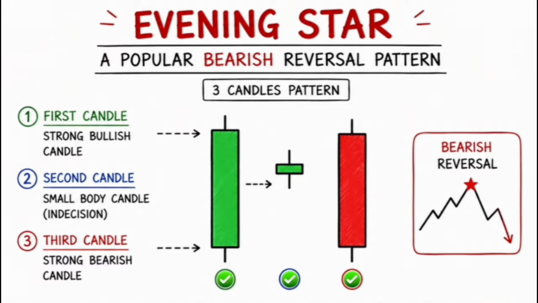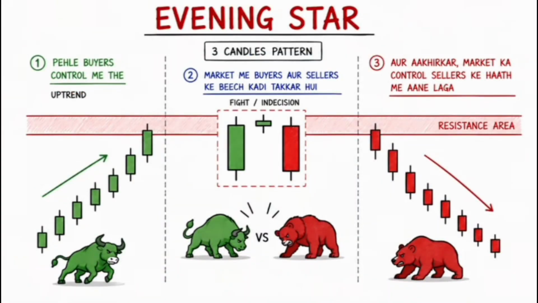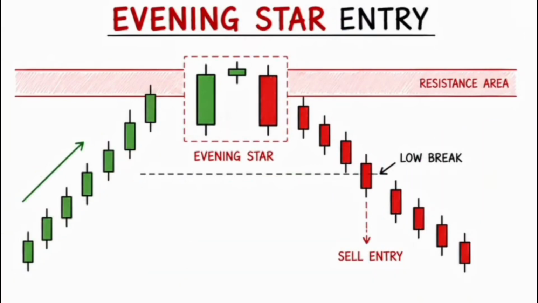This candlestick pattern usually forms after an uptrend near a resistance area. It indicates that buyers were initially in control of the market. Then, a strong battle took place between buyers and sellers, and eventually, control of the market gradually shifted into the hands of the sellers.